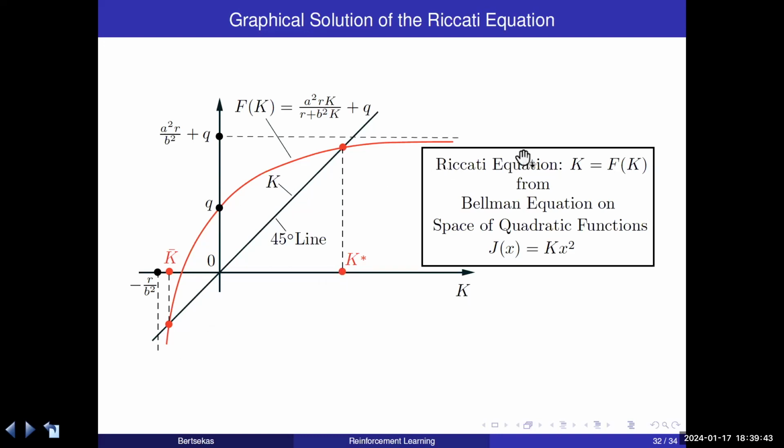Now the curve is concave. You can verify that. And also it approaches an asymptote at this point. Okay, so for K going to infinity, if you divide here by K, then what you obtain is this value here. It's easy to verify that this is the correct asymptote. And there's also another asymptote where this red curve goes to minus infinity. When the denominator here becomes 0, F of K goes to minus infinity.